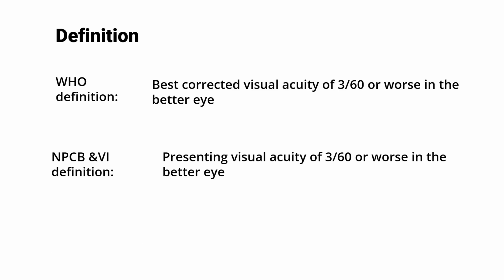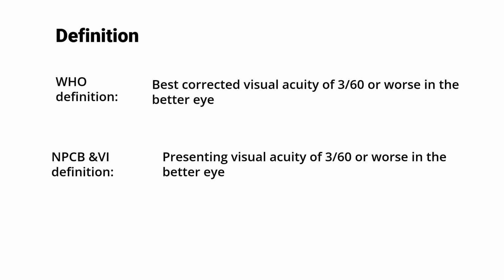So there are two definitions, the WHO definition and the NPCB definition. The WHO definition says best corrected visual acuity of 3 by 60 or worse in the better eye. All the words are important. You have to say the whole definition. So it's best corrected visual acuity. So you've given the correction, and the best corrected visual acuity is 3 by 60 or worse in the better eye. So the other eye obviously has a worse vision than this.